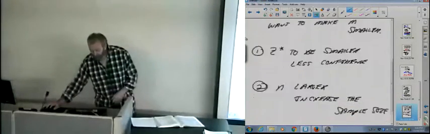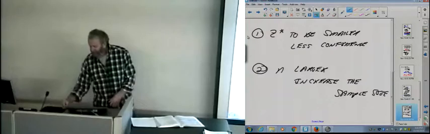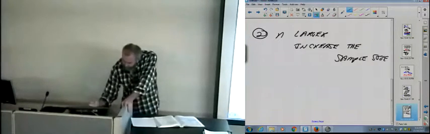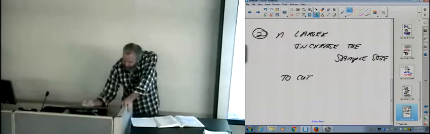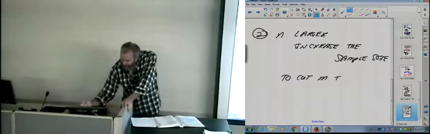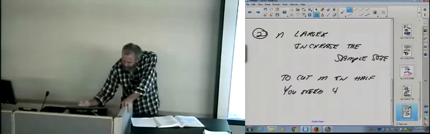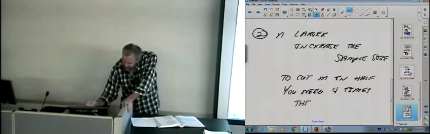And while we're here, you've seen me write this before. To cut the margin of error, M, in half, you need 4 times the sample size.